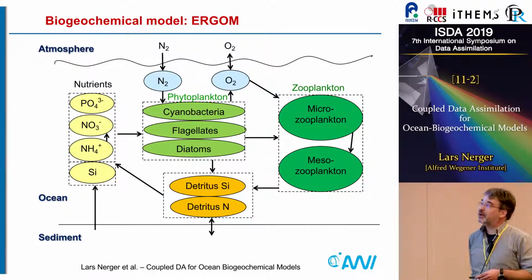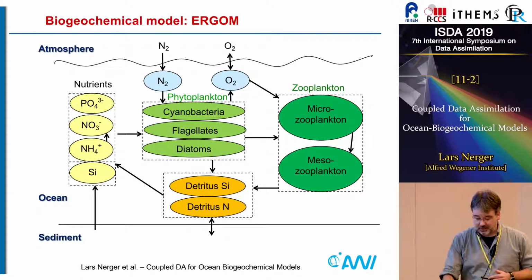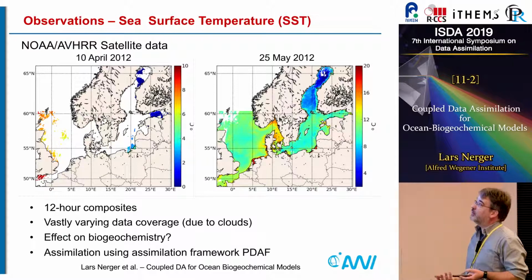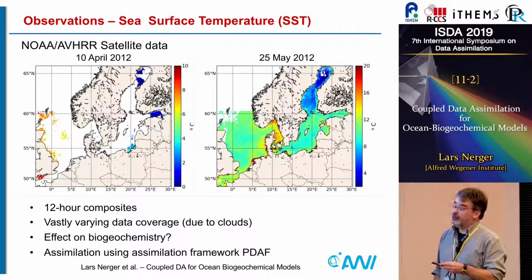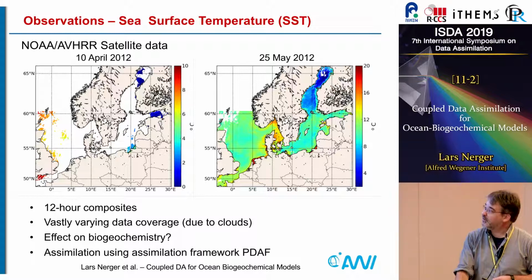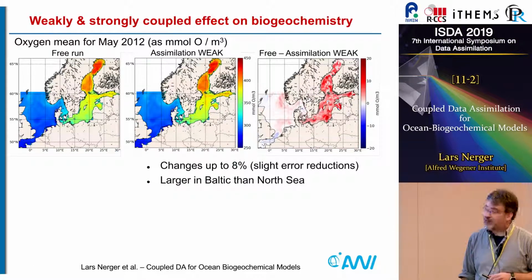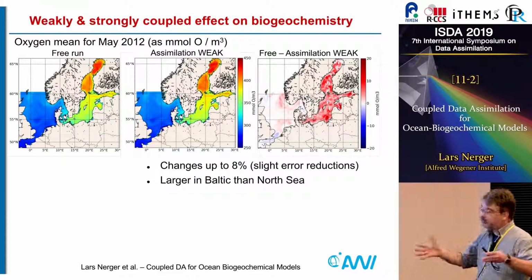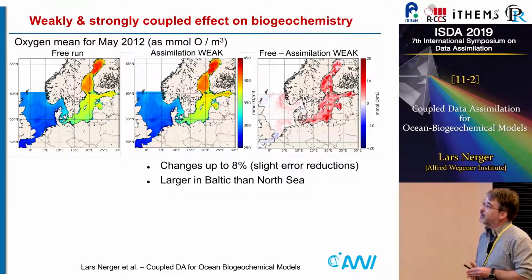It looks a bit different than the one before. Important is that we have oxygen and nitrogen here because it's a coastal model, and we also have oxygen depletion in this case. The observations we have now are sea surface temperature, AVHRR. It's a small region, so a bad day and a good day can vary strongly also for the temperature data. Every 12 hours we assimilate. And when we do this, we look at the oxygen on average for May 2012.